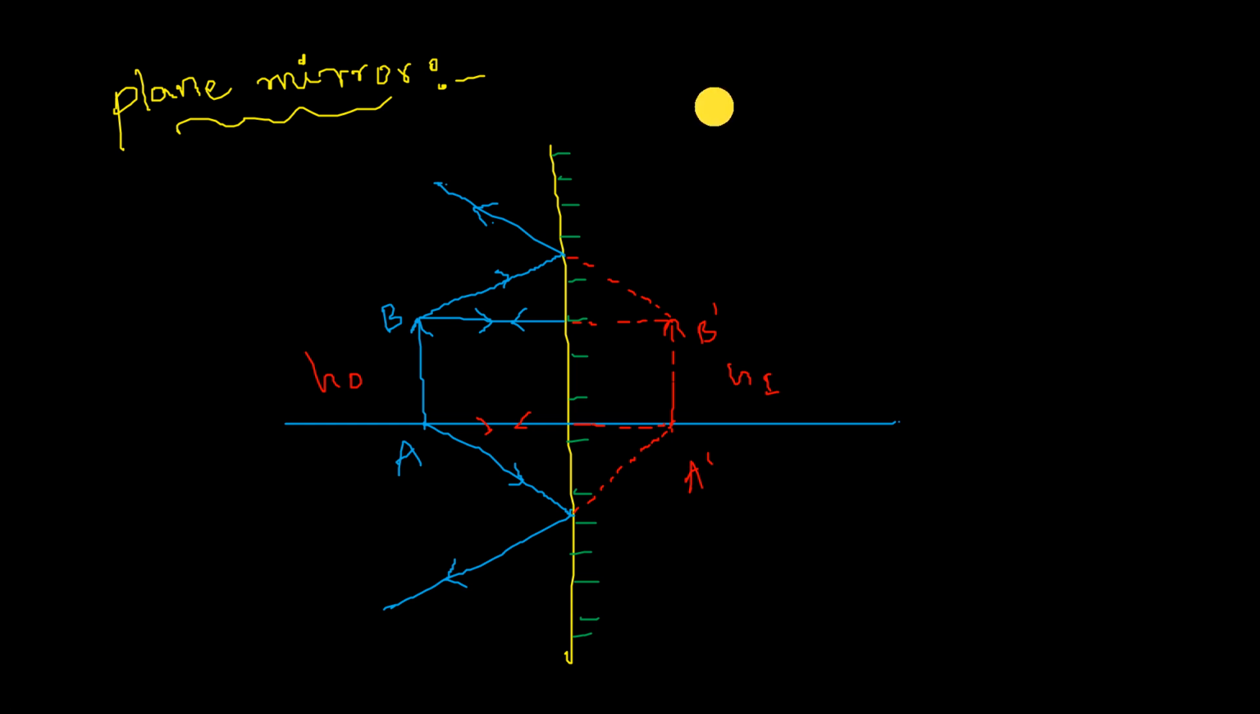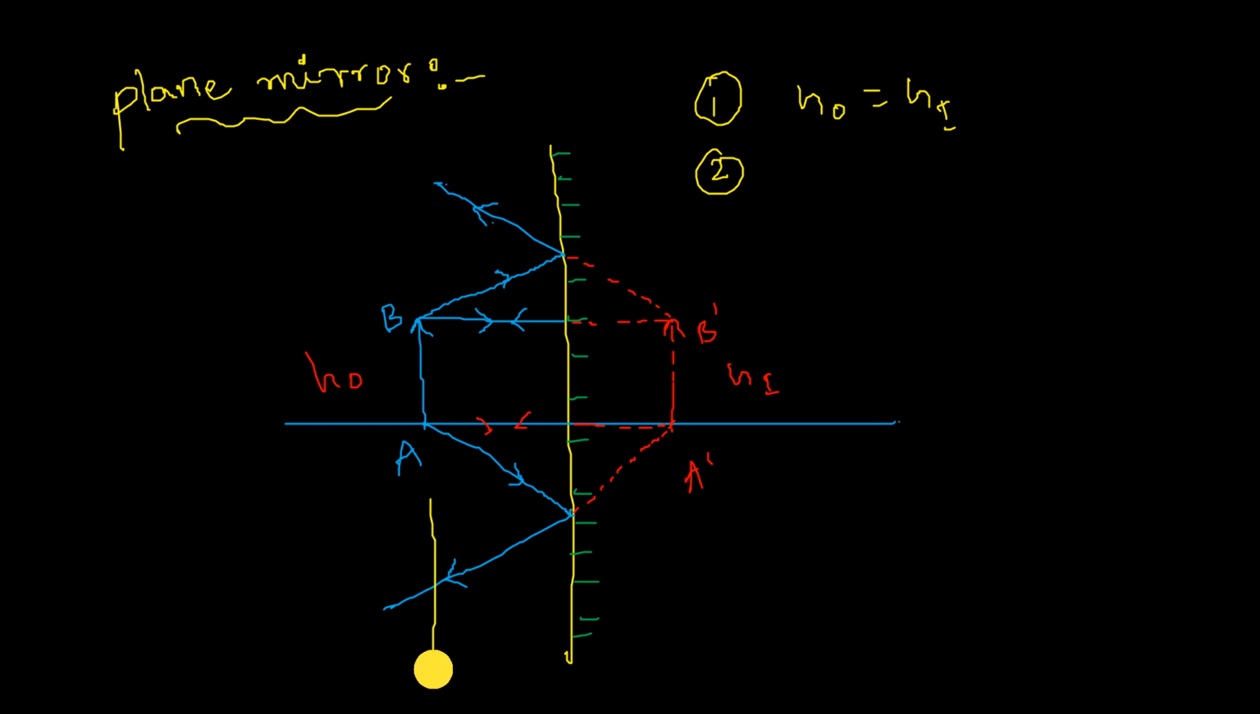So here we have to take first point number 1: height of the object is equal to height of the image in the plane mirror. If the object is real, the image is virtual. If the image is real, the object is virtual, and vice versa. The second point is that the image is virtual, erect and same size. In this case, the object I am taking is real, so the image is virtual, erect and same size. So height of the object is equal to height of the image.